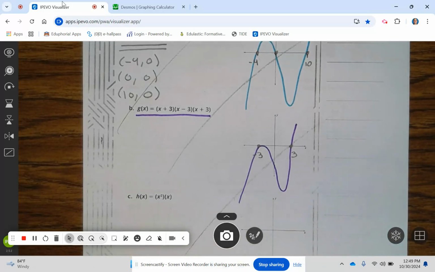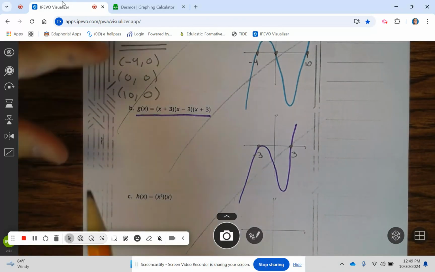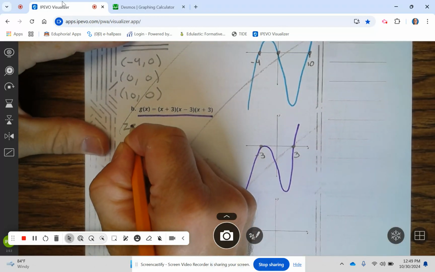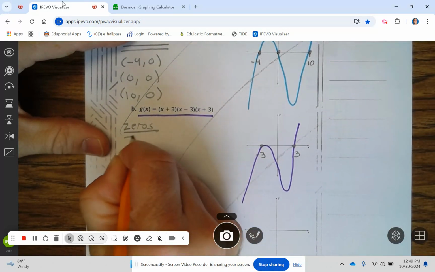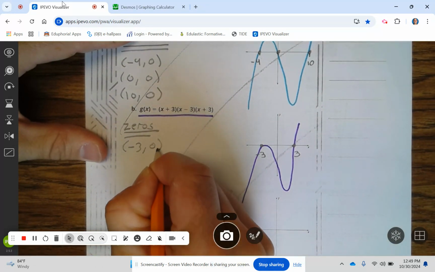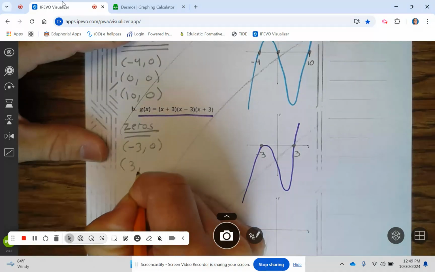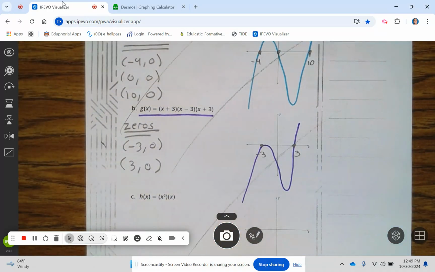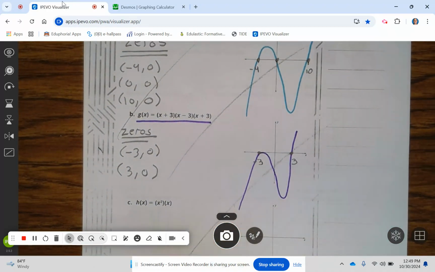All right, so there's your graph. And then our zeros are negative 3, 0, and 3, 0. All right, go ahead and finish up B.